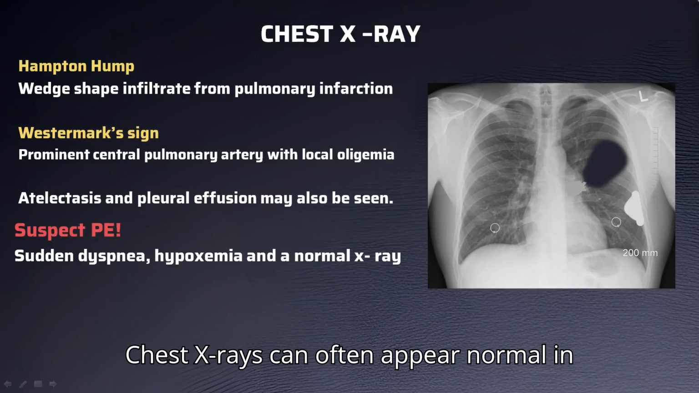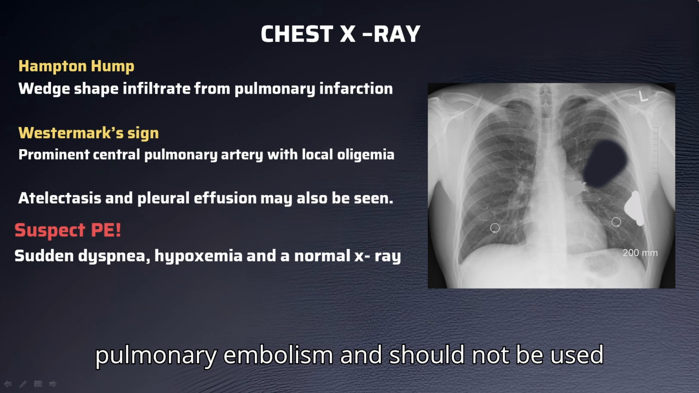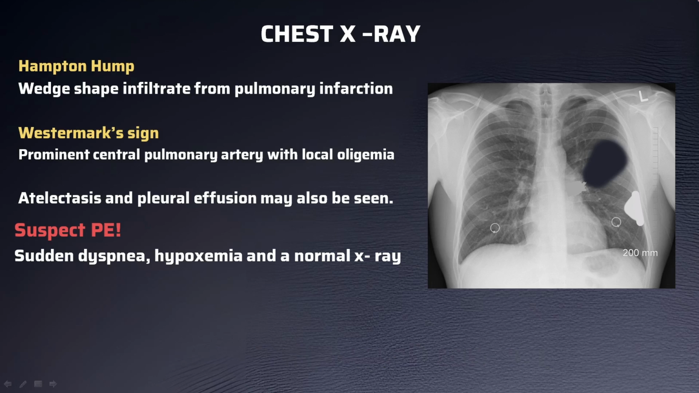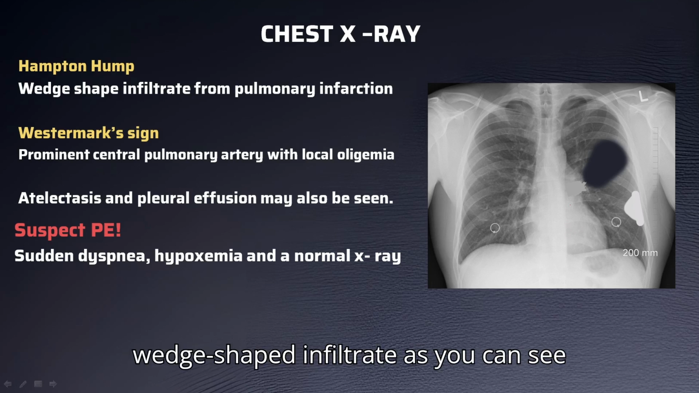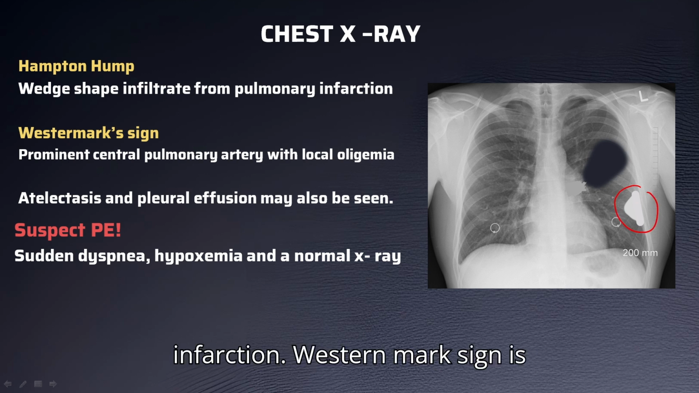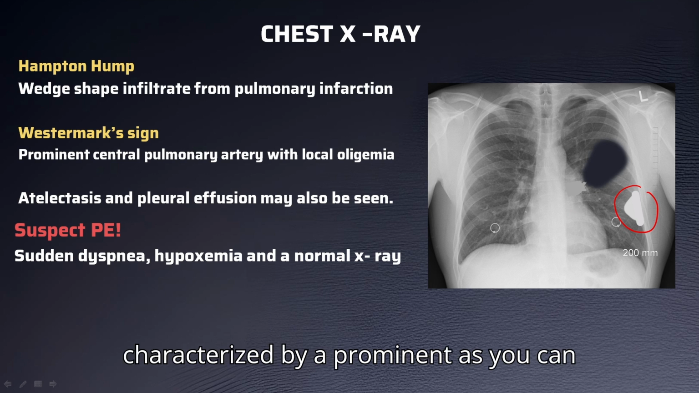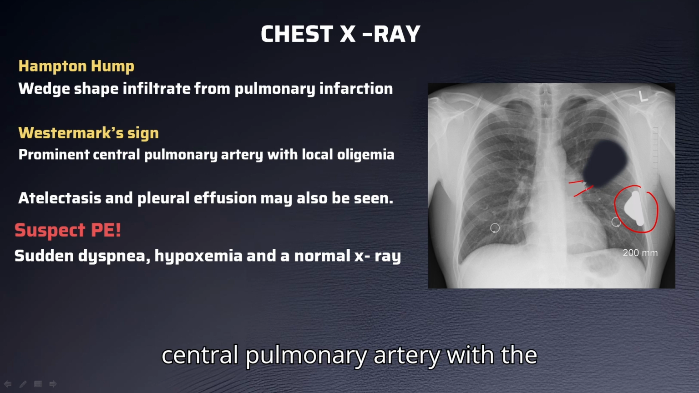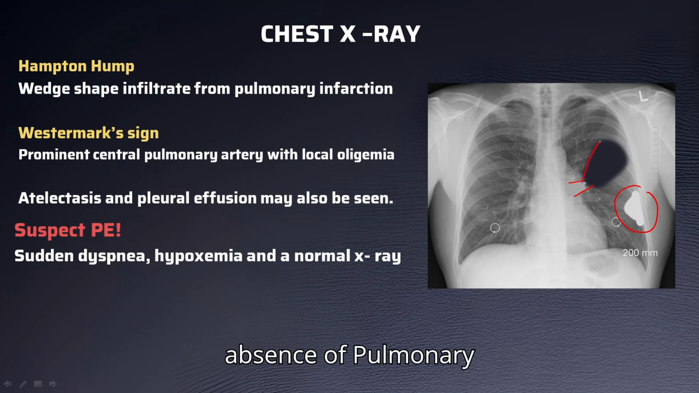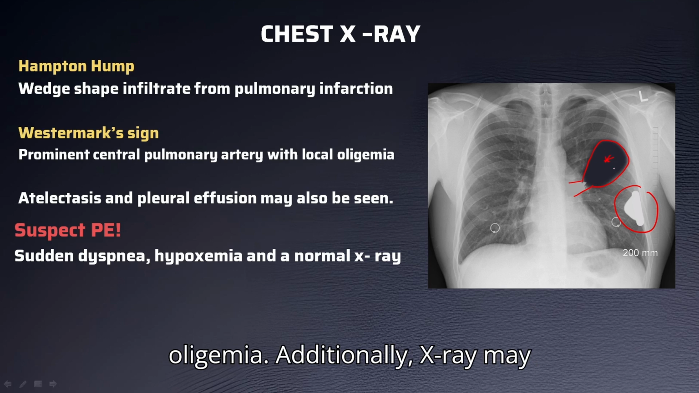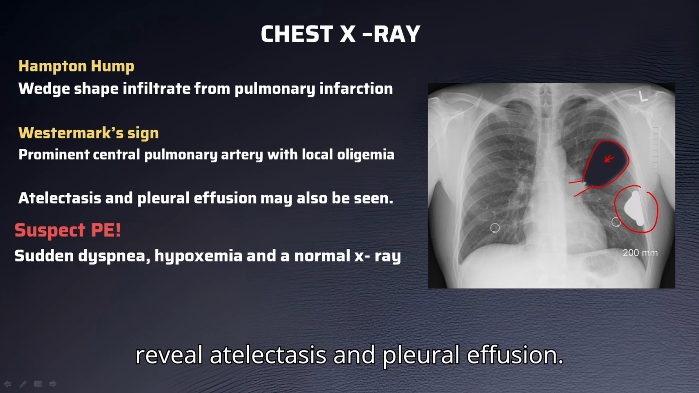Chest x-rays can often appear normal in pulmonary embolism and should not be used to rule out the condition. Some notable radiographic findings, although rare, include Hampton hump sign, which is a wedge-shaped infiltrate, as you can see right here, and this indicates pulmonary infarction. Westermark sign is characterized by a prominent central pulmonary artery with the absence of pulmonary markings just distal to the embolus. This is also known as oligemia. Additionally, X-ray may reveal atelectasis and pleural effusion.